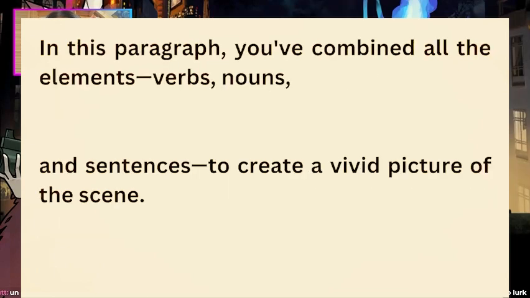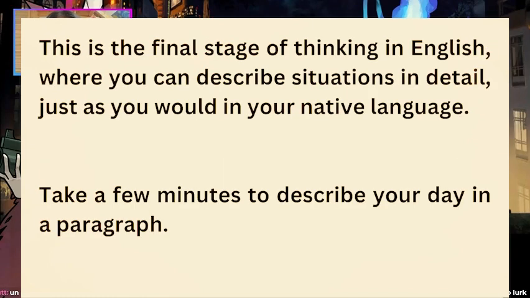In this paragraph, you've combined all the elements, verbs, nouns, and sentences, to create a vivid picture of the scene. This is the final stage of thinking in English, where you can describe situations in detail, just as you would in your native language. Take a few minutes to describe your day in a paragraph.